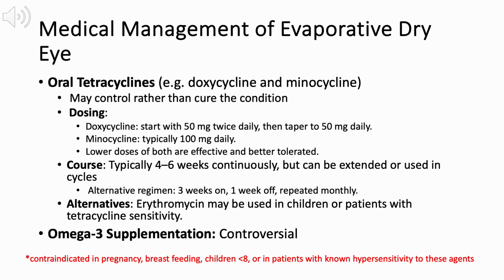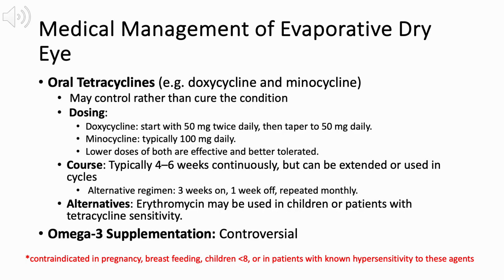Oral tetracyclines, such as doxycycline and minocycline, are commonly used in the medical management of evaporative dry eye, particularly for their anti-inflammatory effects. While they may not cure the condition, they help control symptoms effectively. Dosing typically begins with doxycycline at 50 milligrams twice daily, later tapering to 50 milligrams daily, while minocycline is often started at 100 milligrams daily. Lower doses are generally well tolerated and still beneficial.